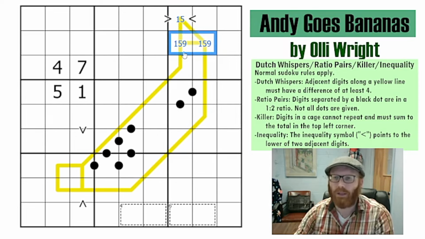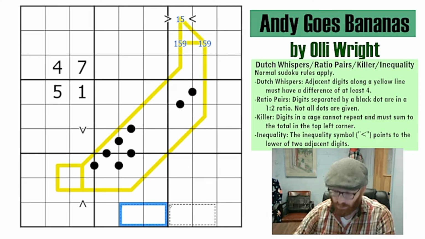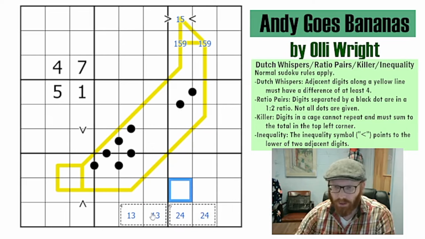Okay, so that's the first thing I saw, and the first thing I always look for in a Dutch Whisper puzzle is these little triangles. But we've got some really easier stuff down here. This is a 2-cell 4 cage, which means it's a 1, 3. This 6 cage, there's only 2 ways to make 6. That can be 1, 5 or 2, 4, but we've already used the 1 here, so this has to be 2, 4. All right, so those are known. We don't know which way yet, but those are known.